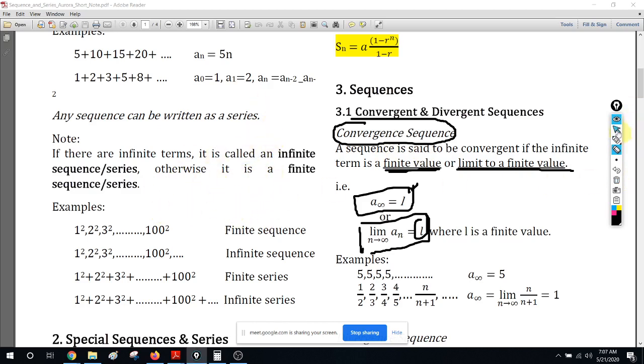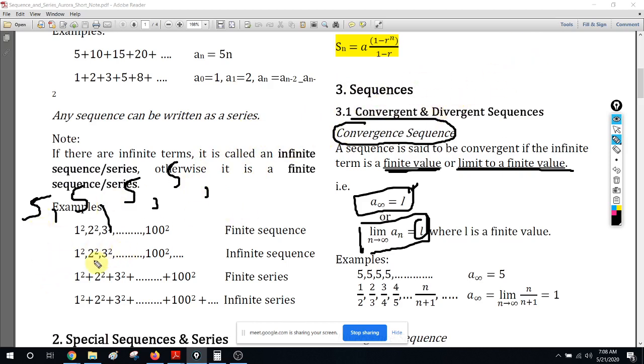So let's take an example. Whenever you are given a definition, you have to ask, give me an example. Let's take something like this: 5, 5, 5, 5. Now, do you accept that this is a sequence? If I can tell the next one, it's a sequence. Of course, the next one is going to be 5, and the next one is going to be 5. Then what is going to be the infinite term?